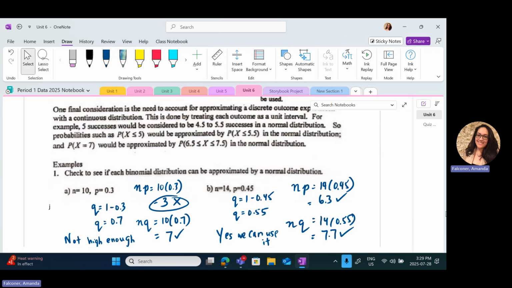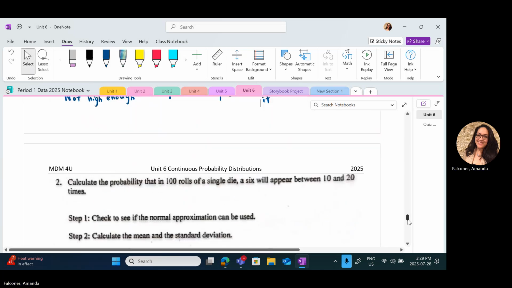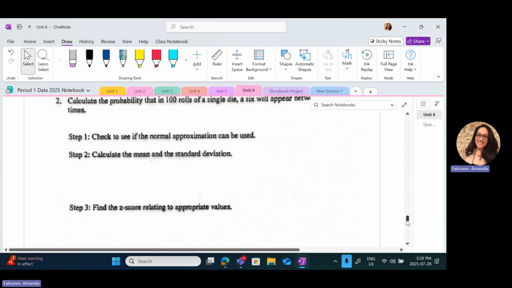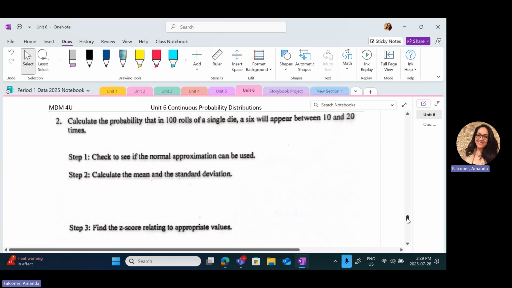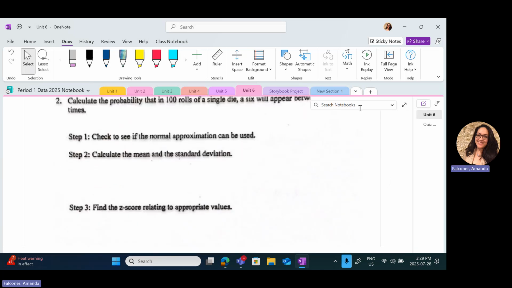Okay, now let's get into an example. Calculate the probability that in 100 rolls of a die, a 6 will appear between 10 and 20 times. Okay, and I'm going to say that this is inclusive. So we're including 10, we're including 20.